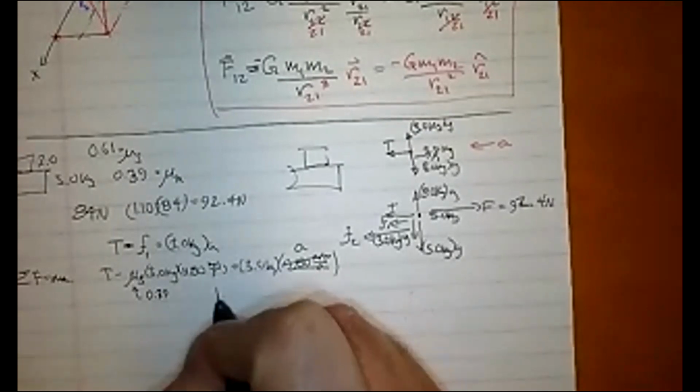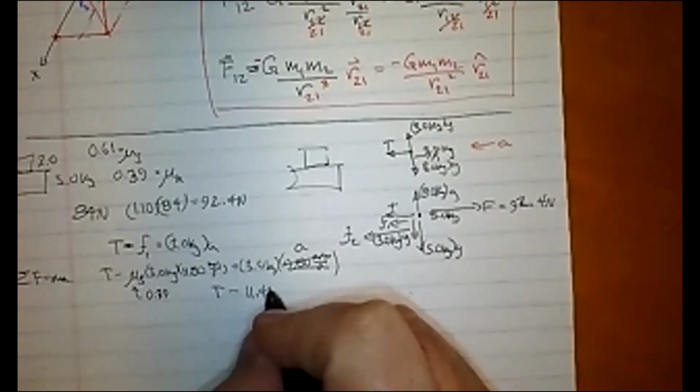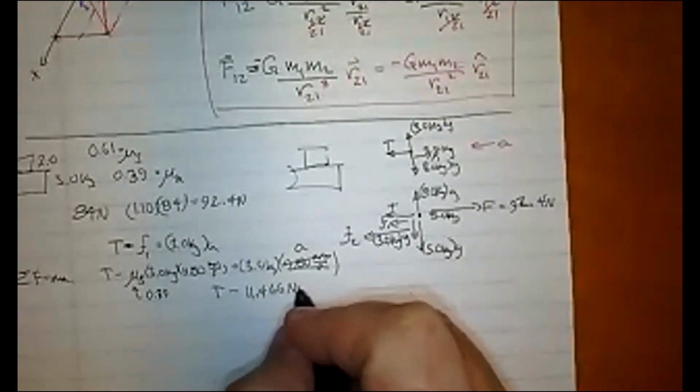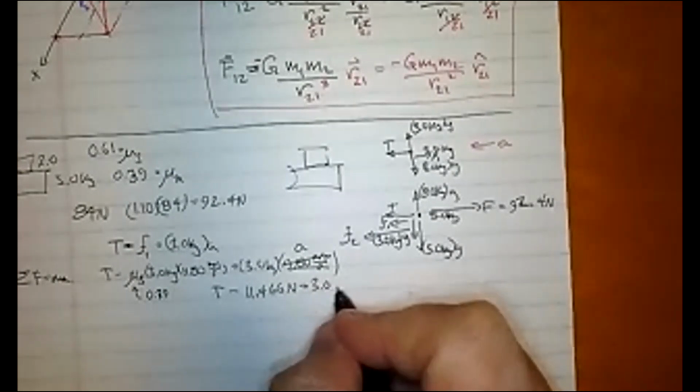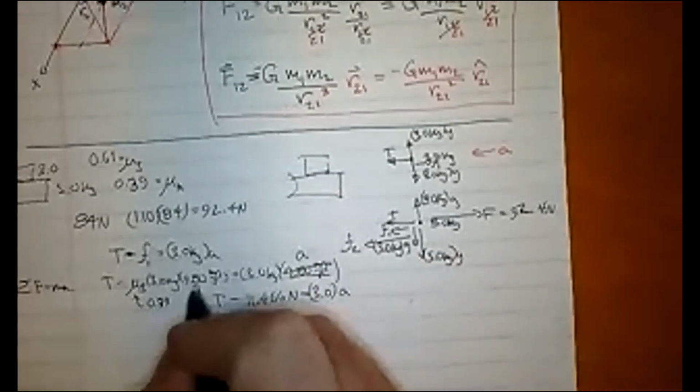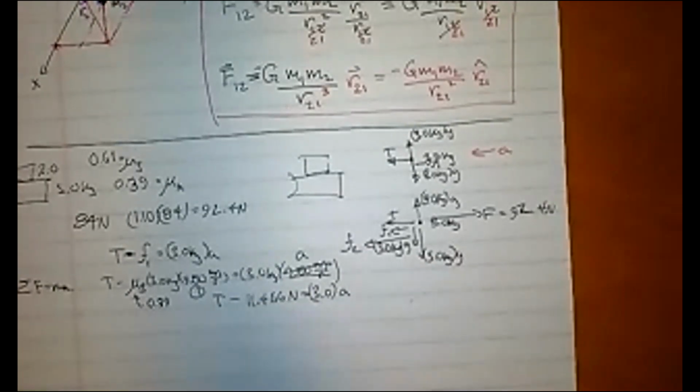So I've got T minus, let's do that math real quick just to get that out of the way. So 0.39 times 3 times 9.8. So that's T minus 11.46 newtons is equal to 3.0 times A. I'm just going to leave the units off now. I'll get rid of those newtons later. So that's going to be equation 1.